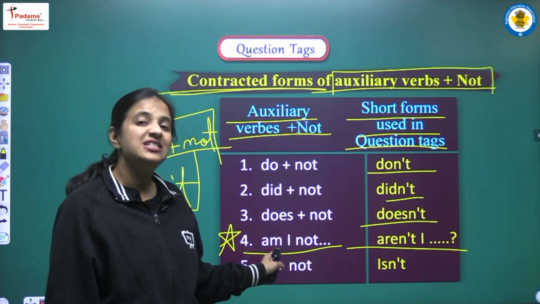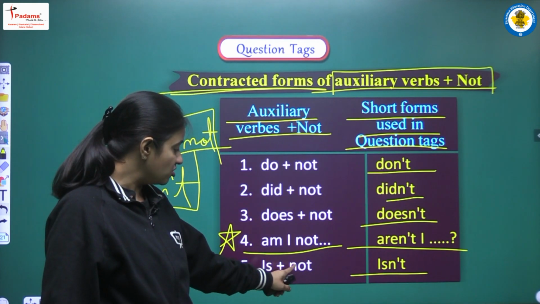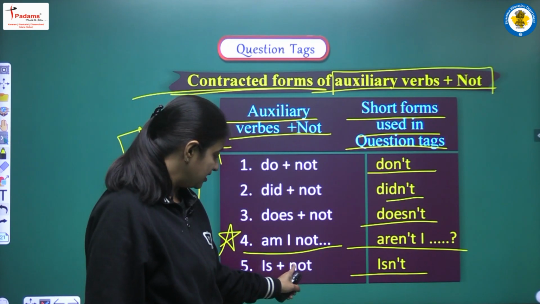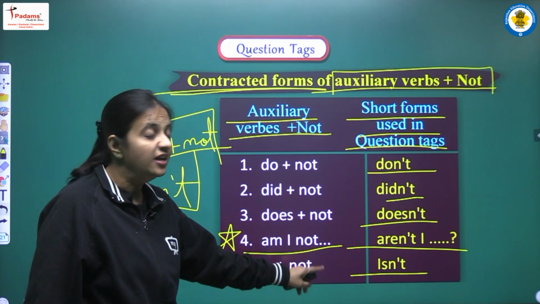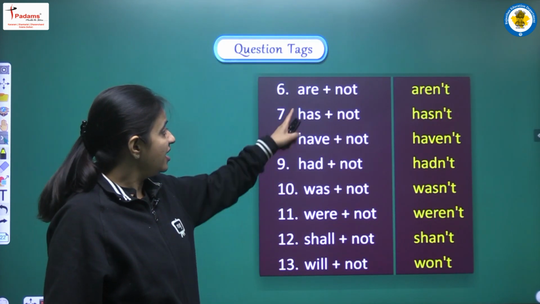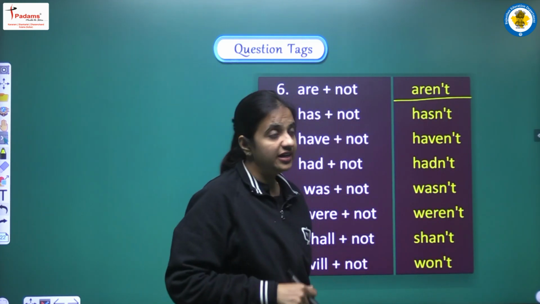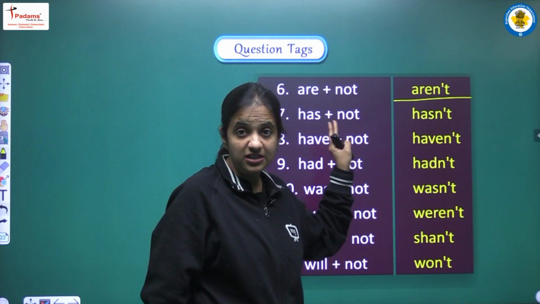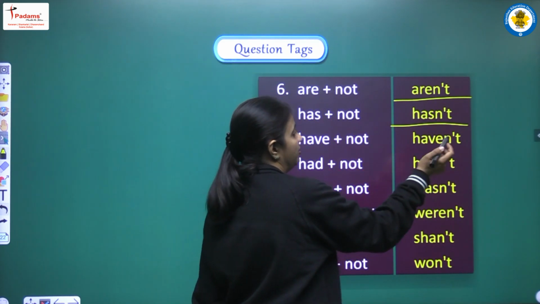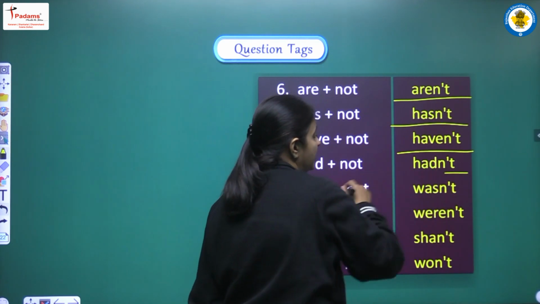Next we are having is plus not. So yes, it will be isn't, because we are having is plus not. So n will be there after s and apostrophe, and then after the apostrophe it will be t. So is plus not, it will be isn't. Next we are having are plus not. So yes, similarly it will be aren't. Then we are having has plus not, so it will be hasn't. Have plus not, it will be haven't. We are having had plus not, so it will be hadn't.